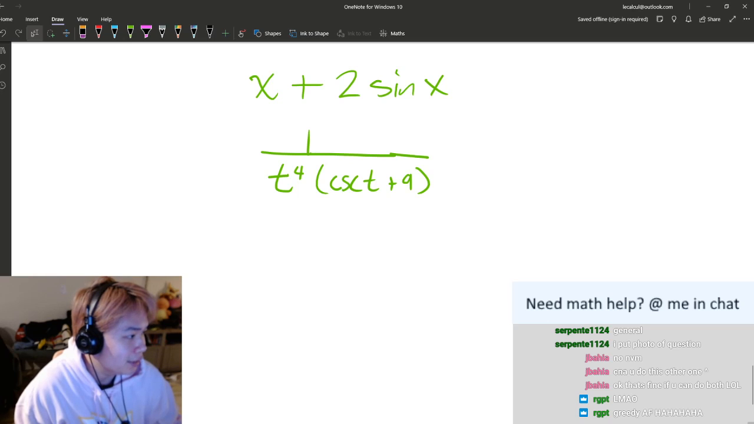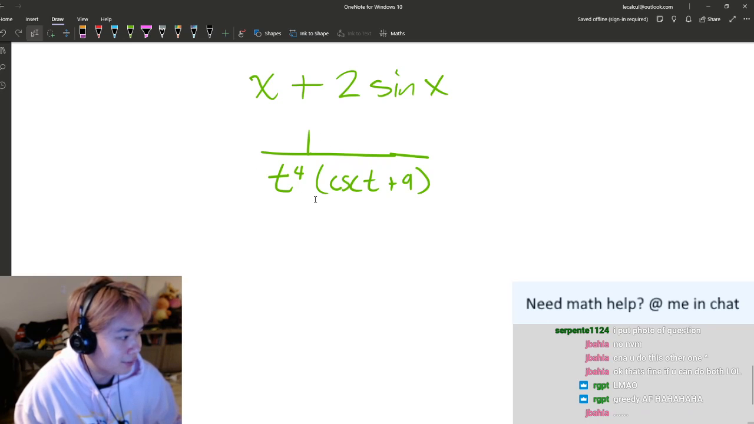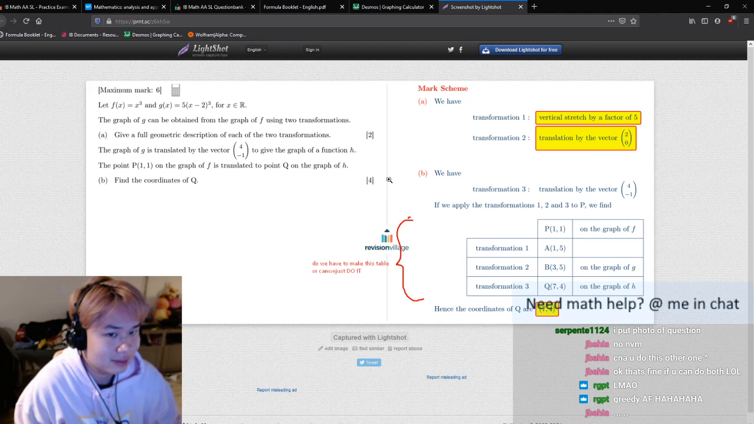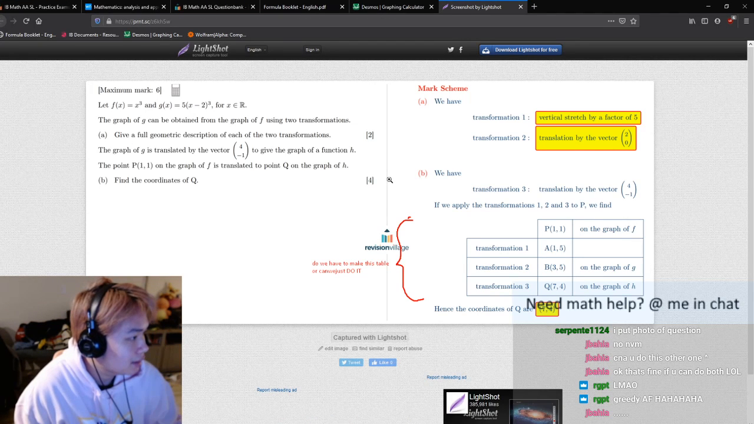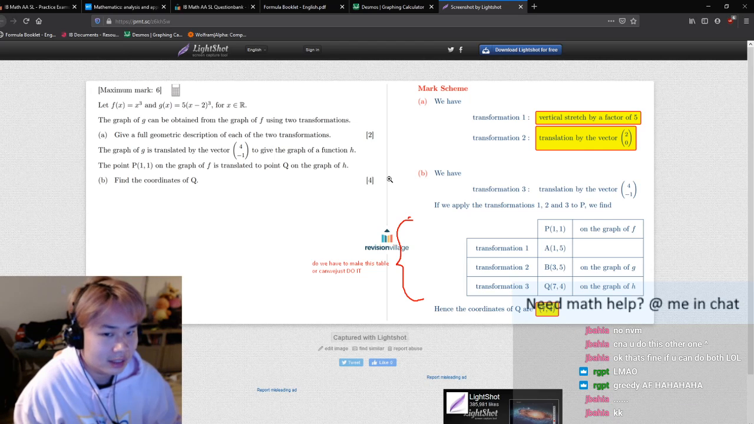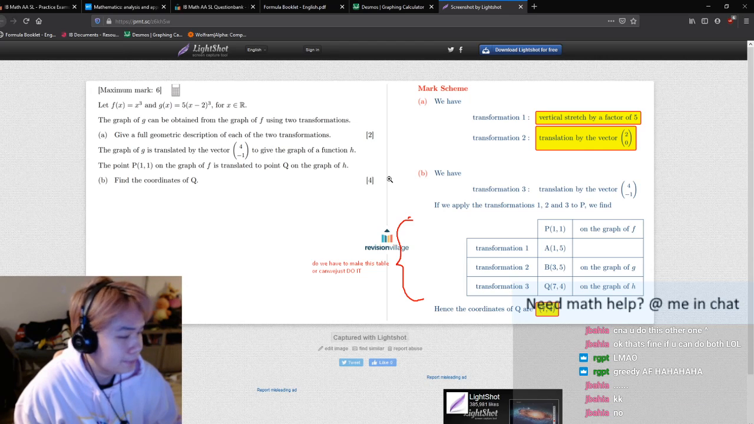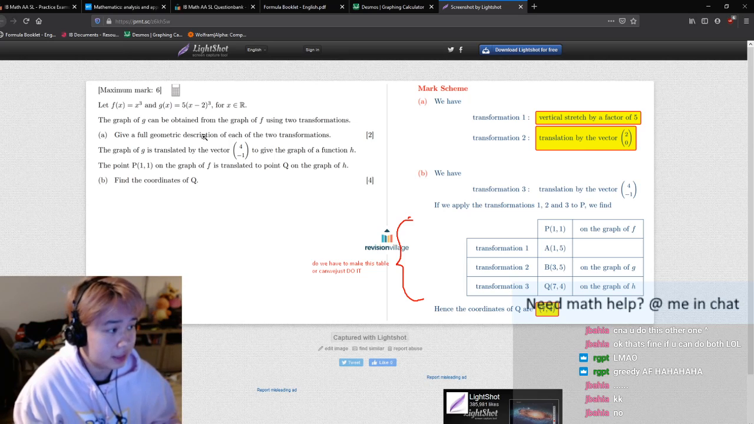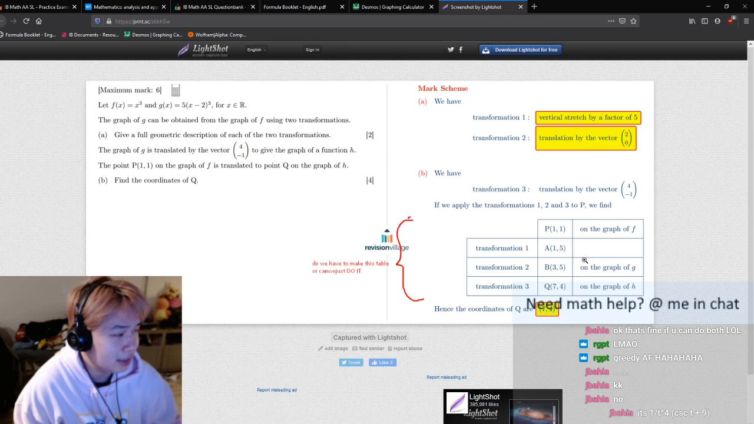Okay, hold on. Before I do this harder looking one, which I need you to confirm if it looks good, Amont has asked me, do we have to make this table to show our work? No, you do not. It says give a full geometric description, so you do need to say what the transformations are, but you don't need to make a table for it. You can just say what they are.